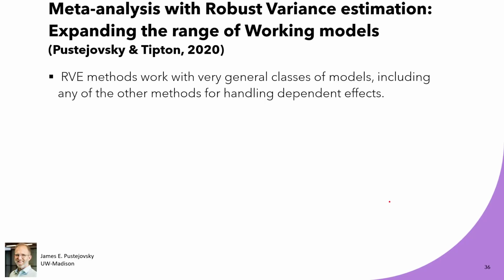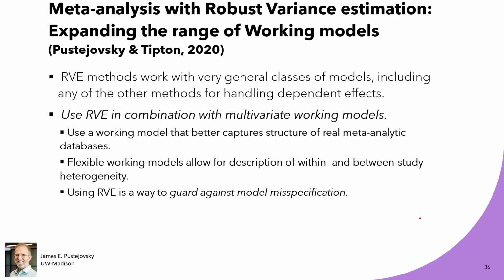So this is all from James, but these are some reasons maybe why RVE has been popular: it is a very general class of models that it can work with, and so it's intuitively graspable for a lot of people. You can use it in combination with all kinds of working models, and this way try to capture the structure of your database. And then this allows you to break out components of within and between study heterogeneity, which looks exactly like I just showed you for classical meta-analysis. And it appears that RVE is a good way to guard against model misspecification. So what we ought to be getting out of RVE is more trustworthy results.